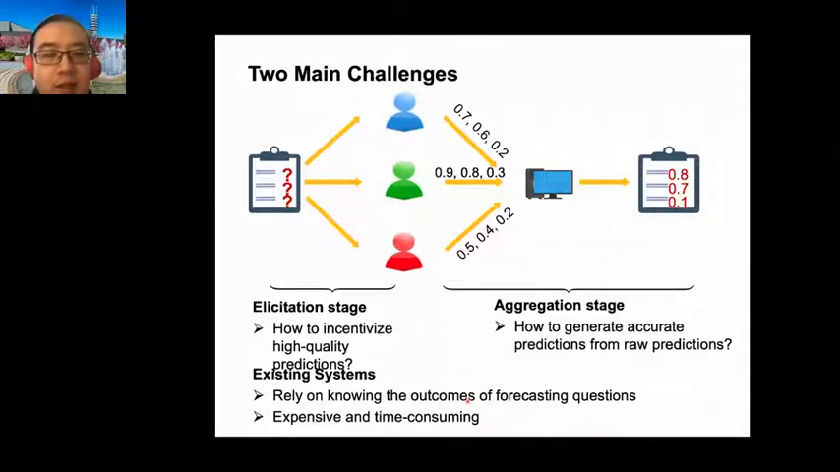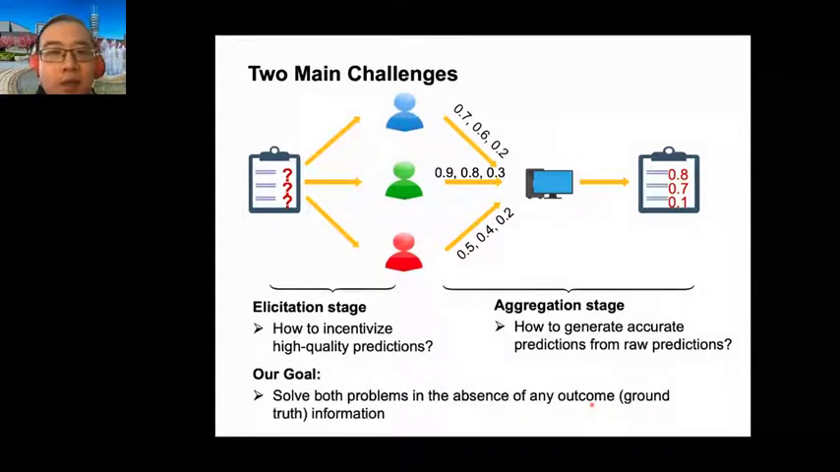This is how most existing systems work. They pay participants after the outcomes of these forecasting questions are known, and they accumulate a history of each participant's predictions and the resolved outcomes to help aggregation for the incoming forecasting questions. However, this approach is both expensive and time-consuming, and sometimes even impossible. So in a recent project I joined, we aim to predict the replicability of 3,000 social science studies. And it's impossible for us to run the real replication experiments for all these studies. We only have the capacity of running replication experiments for 300 of them, meaning that we can only know the outcome of 300 samples, which is very limited.